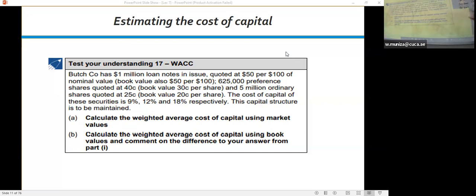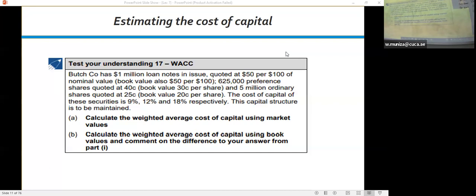So, okay, let me just revise the concept of WACC. We have just started WACC. What is weighted average cost of capital? Since the companies will not be using only one source of finance, they will be using multiple sources of finance. They will be taking some amount of money by issuing ordinary shares, preference shares, loan notes, convertible debts, etc. So they have to calculate the average cost of capital which they are bearing.